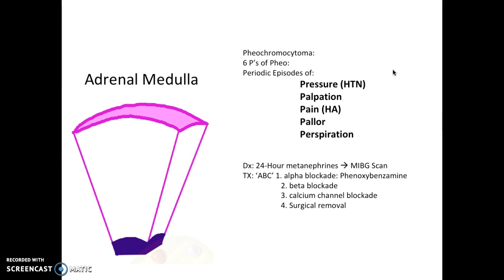But before you go and just cut it out, you have to follow the ABC so that you don't get a catecholamine storm. So basically, alpha blockade first, that's phenoxybenzamine, followed by beta blockade. You can also choose to treat with calcium channel blockers, and then surgical removal. So it's easy as ABC.